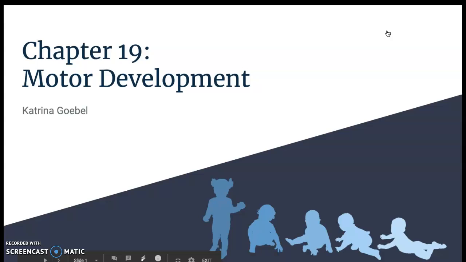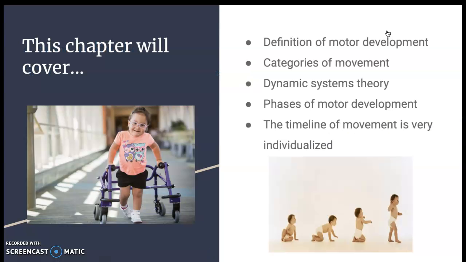I was assigned chapter 19, which is motor development, and some of the things we will be covering is what is motor development, categories of movement, the dynamic systems theory, the phases of motor development, and the fact that motor development is very individualized.